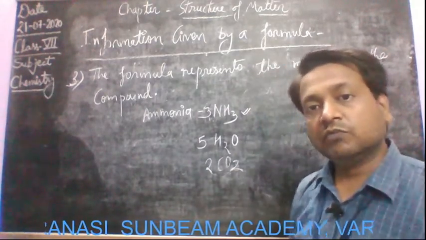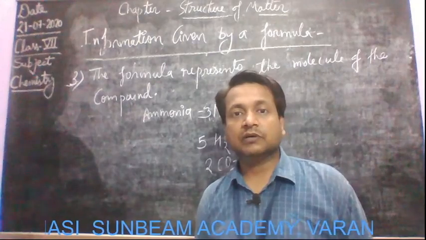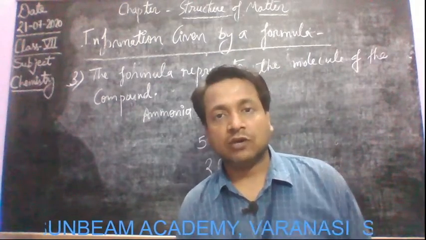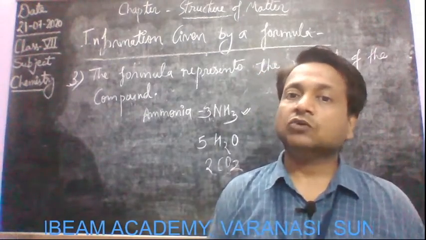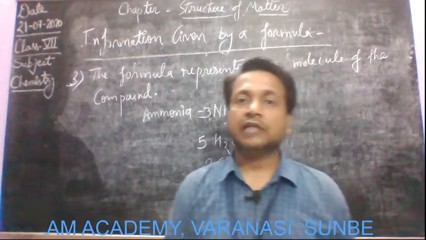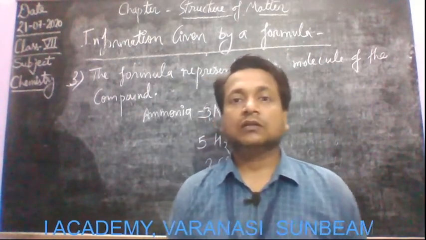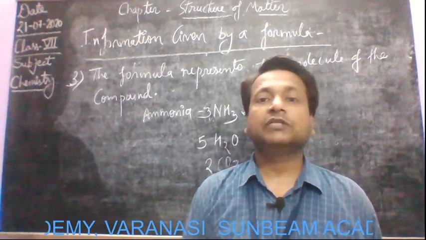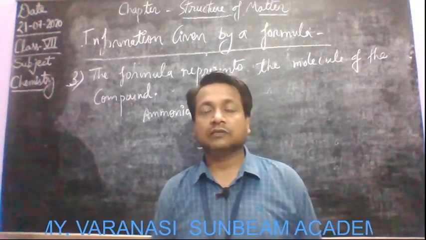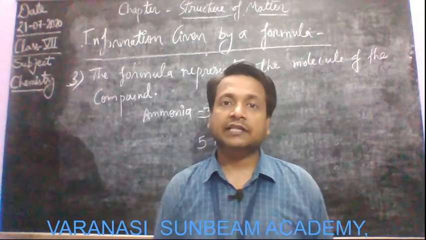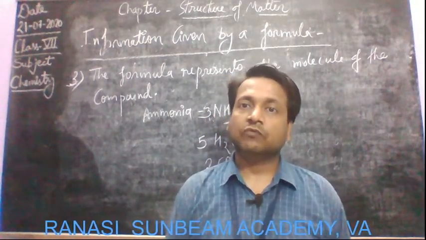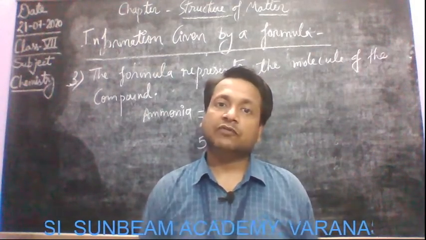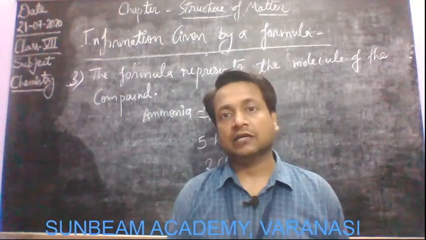Now, children, one more thing you have to remember about the formula and the atomicity. As I told you, the number of atoms present in the element will decide its atomicity. So if it is one atom, monoatomic; if it is made up from two atoms, diatomic.